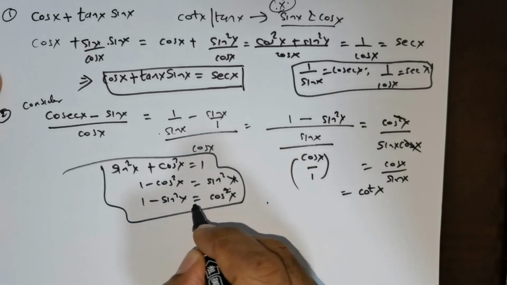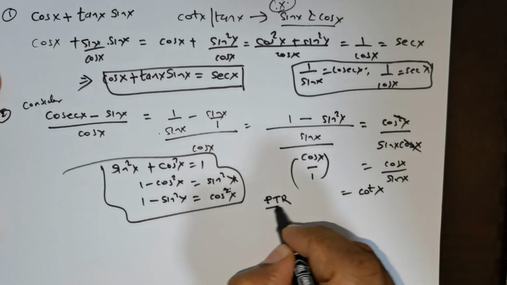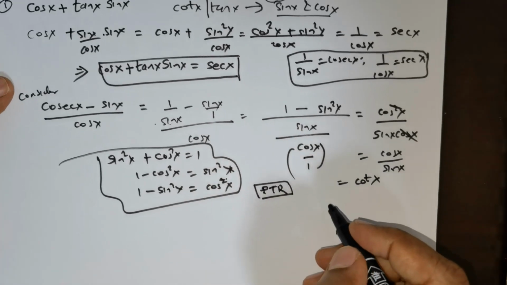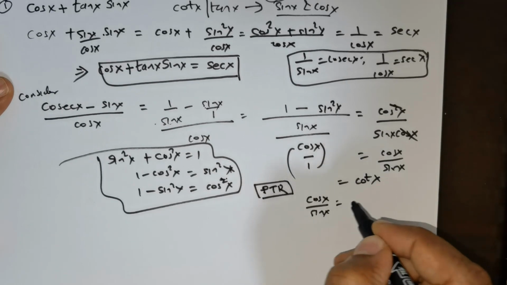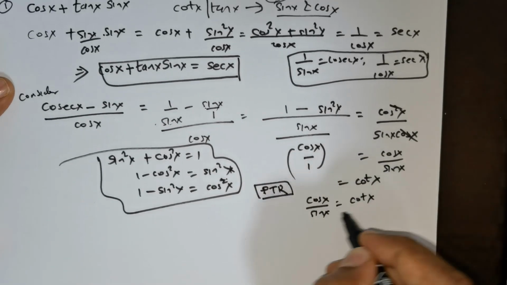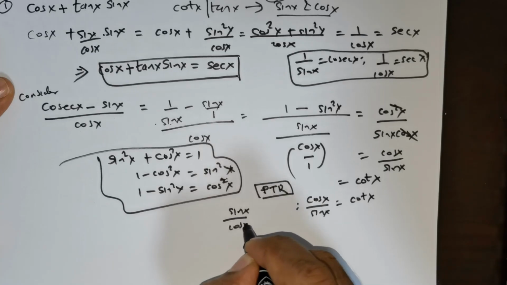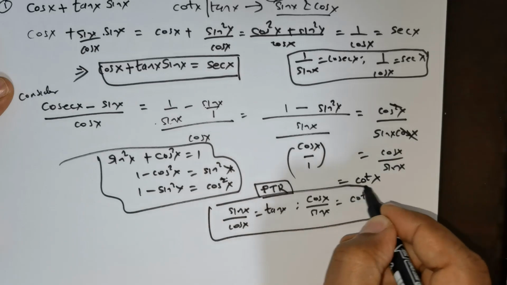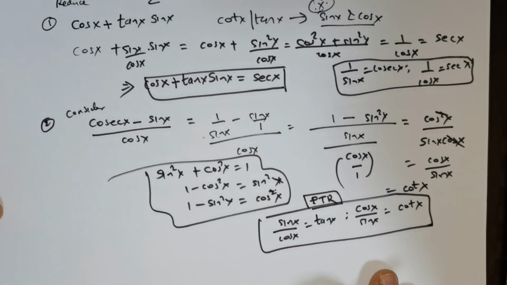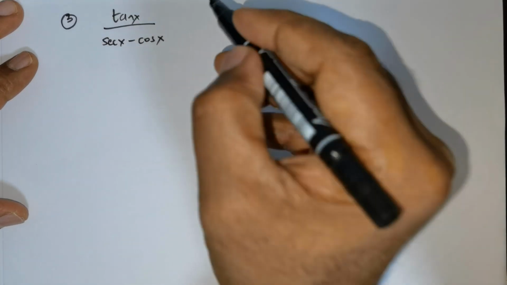So a point to remember, cos x over sin x is equal to cot x, and sin x over cos x is equal to tan x. All important formula. So that is question number 2. We will move on. So this is question number 3, tan x over secant x - cos x.